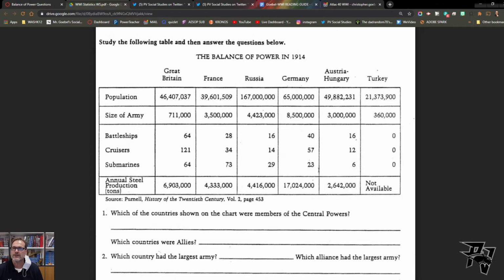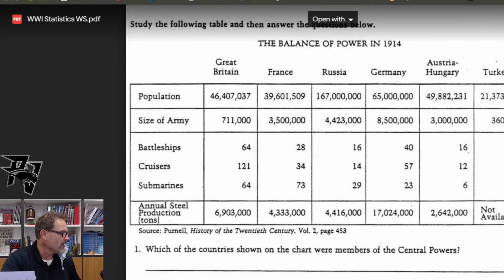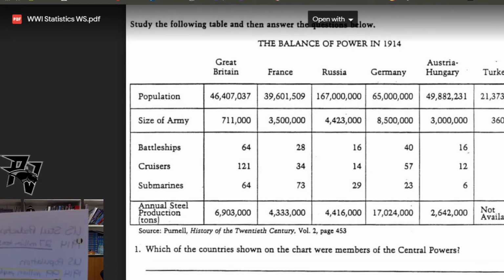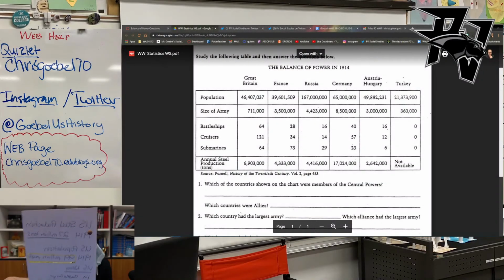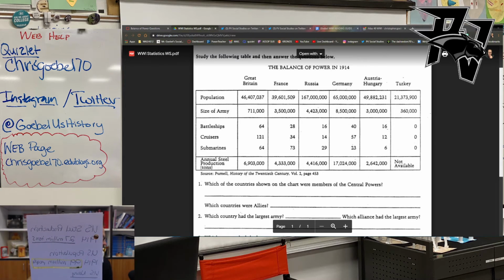Look at steel production for the United States, okay? So if we look at American steel production, you're going to see a number of 27 million metric tons of steel per year. 27 million.